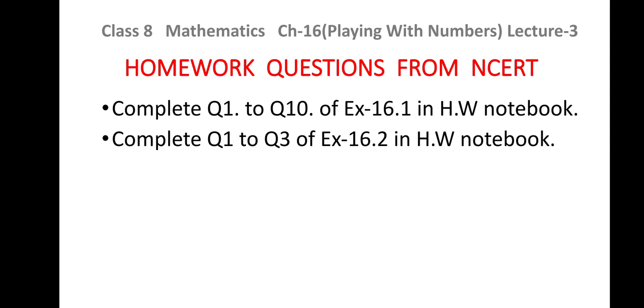So what we have learnt in today's lecture? First of all, we have revised the previous concepts. Then we have learnt the divisibility rule. What is the divisibility rule of 2? A number is divisible by 2 if its last or units digit is divisible by 2. That is, its last or units digit is either 0, 2, 4, 6 or 8.